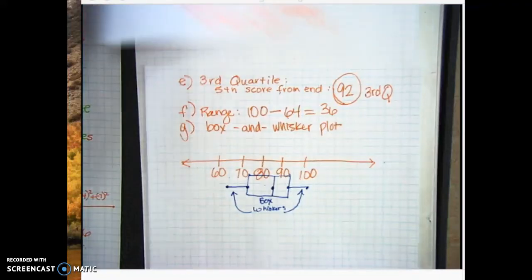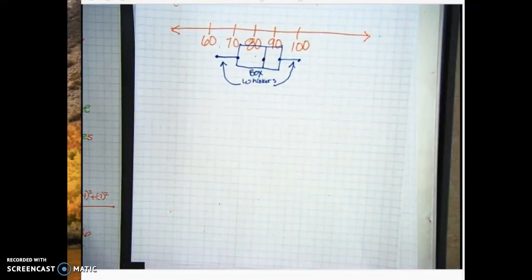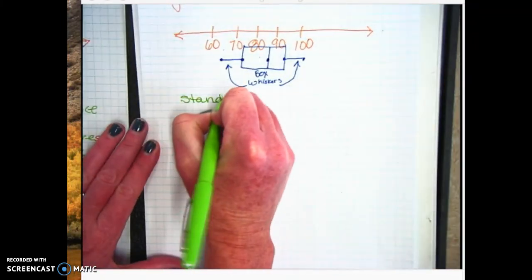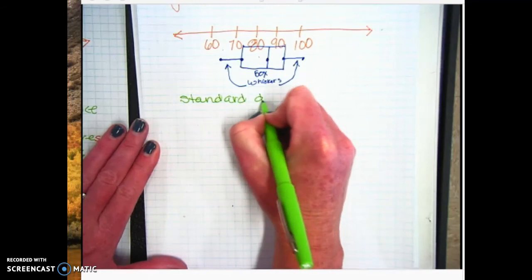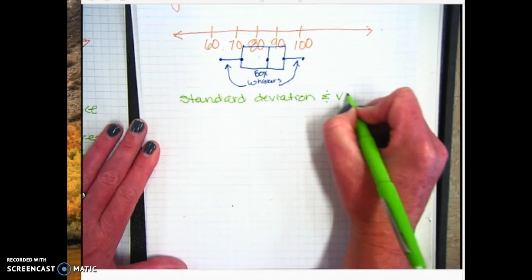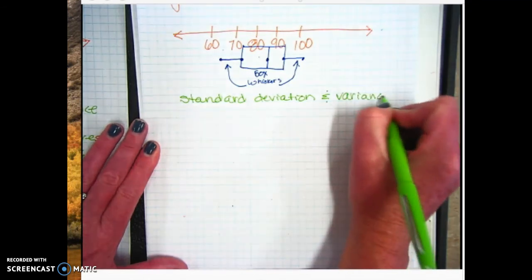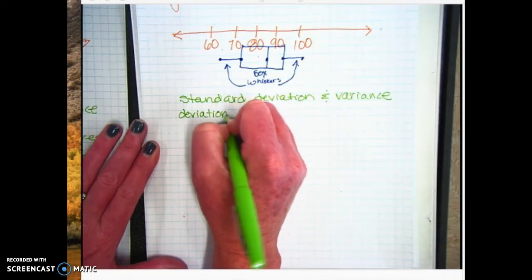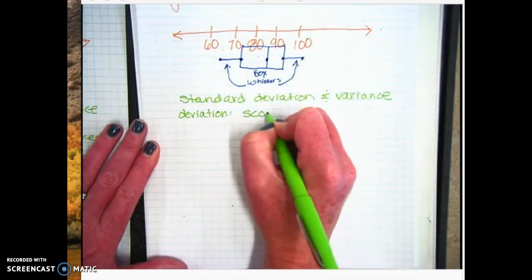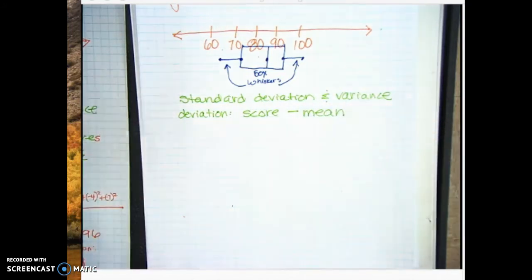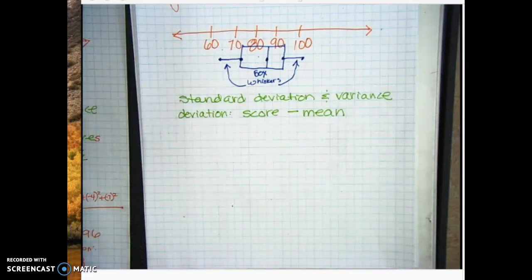Next thing we're going to talk about is something called standard deviation and variance. So deviation, simple definition, is that it's going to be the score minus the mean. Okay, so we're going to be given a set of scores. We're going to figure out the mean, and then we're going to subtract. That's going to give us the deviation.